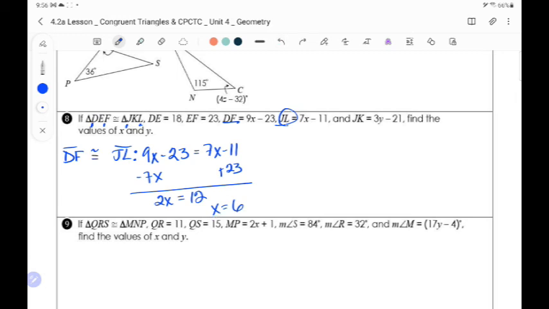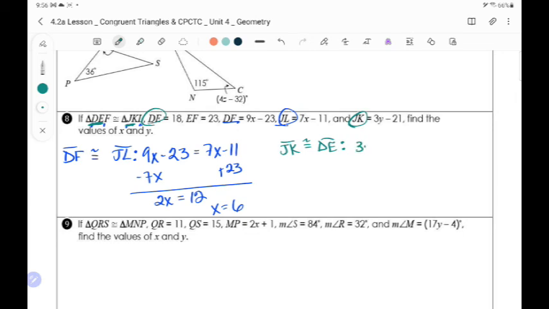And then the other thing we needed is y. Y, we've got JK over here. And looking back at our picture, our information, JK is the first 2 letters. So JK is congruent to DE in the other triangle. What does that tell us? DE is right here. It equals 18. This one's going to be pretty straightforward.